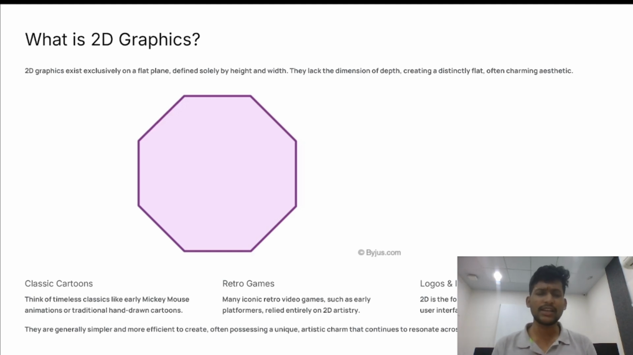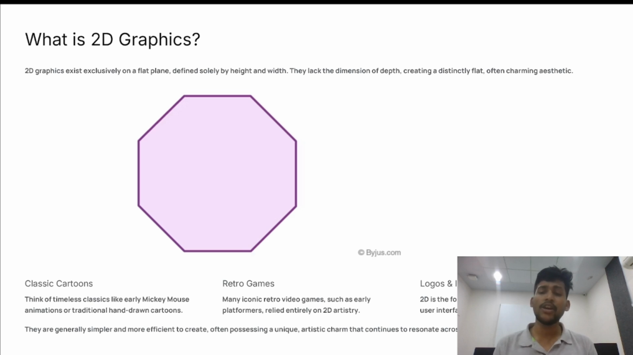So let's understand some examples. Classic cartoons. Think of timeless classics like early Mickey Mouse animation or traditional hand-drawn cartoons. Retro games. Many iconic retro video games, such as early platformers, relied entirely on 2D architecture.